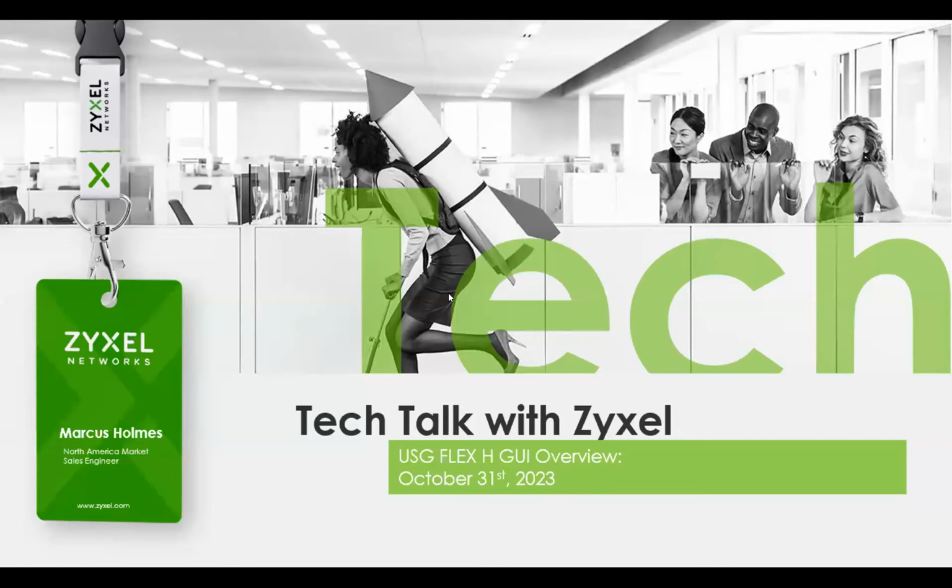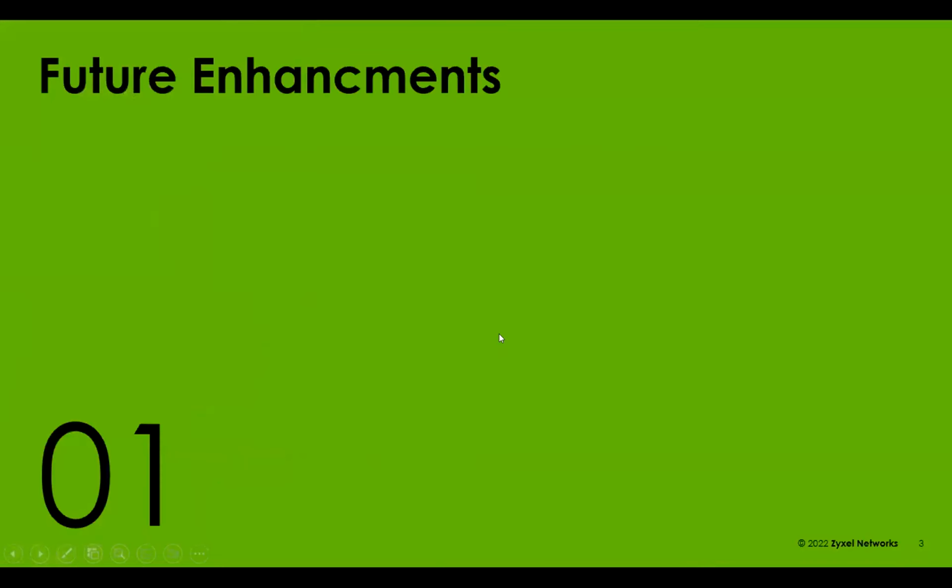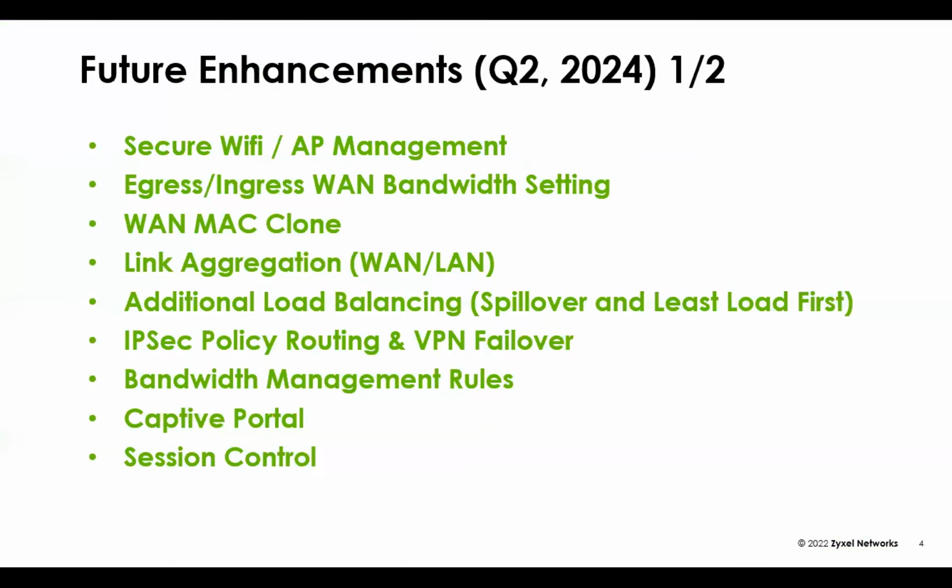So to begin, let's talk about the USG Flex H. As it was released last week, it's basically the first iteration of the OS that has been released to the firewalls. And because of this, there are going to be some features that are missing. So I want to preface this by going over all of the different features that are going to be available sometime next year. So let's talk about feature enhancements first for the USG Flex H series.